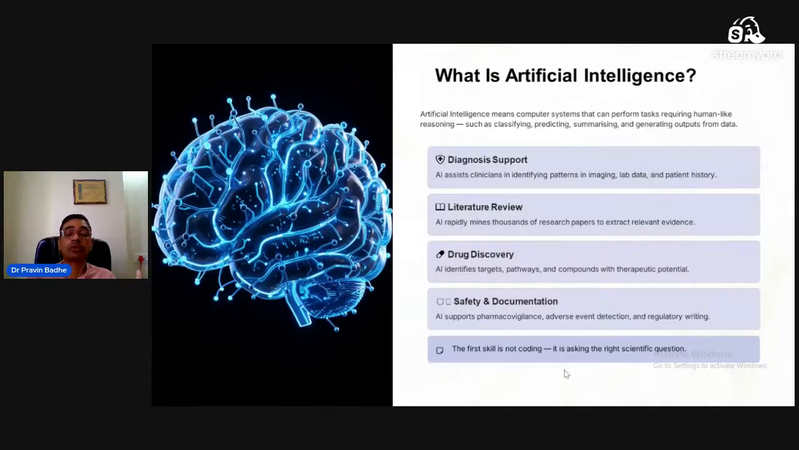So majorly the goal from the science point of view is to act as an assistant, which can be utilized for diagnostic support for the clinician, for the doctors, by identifying the data and the images which the doctor has got from the lab or from the patient history. So that is one. Literature review I already mentioned. It is for understanding thousands of papers. Then for drug discovery, that is targets, pathways, leads, till preclinical. Designing the assays also can be done with AI. And then safety and documentation.